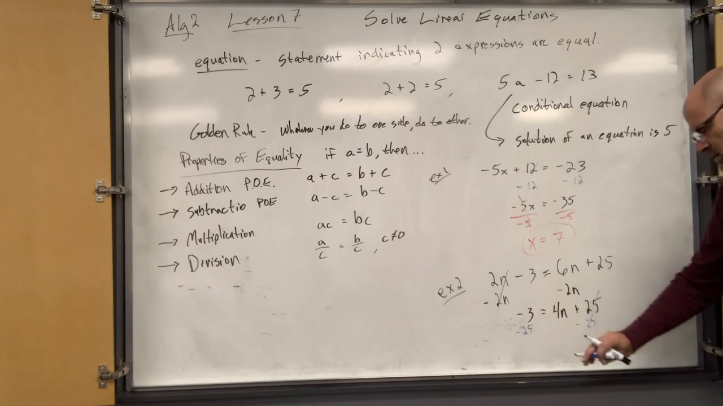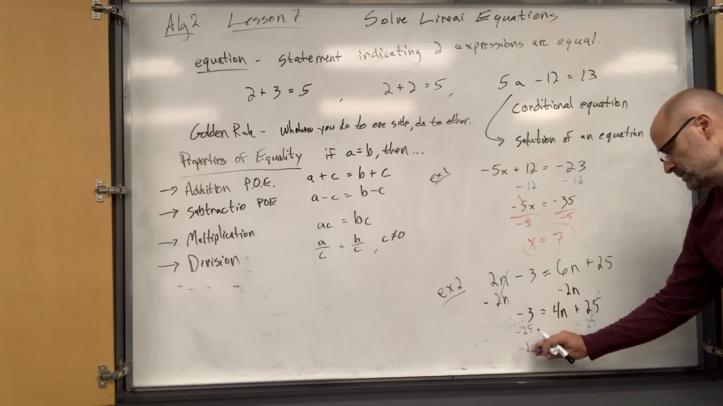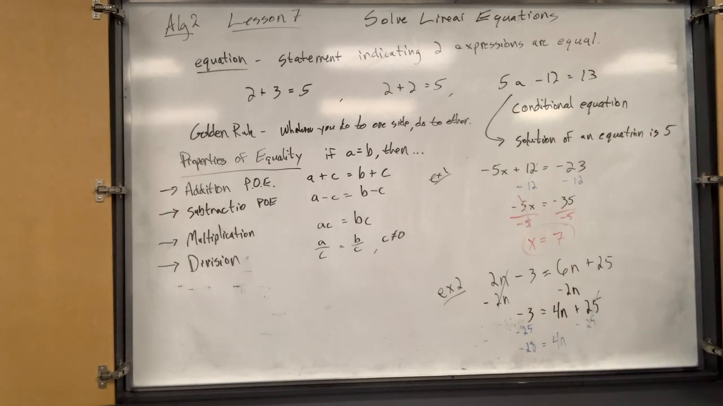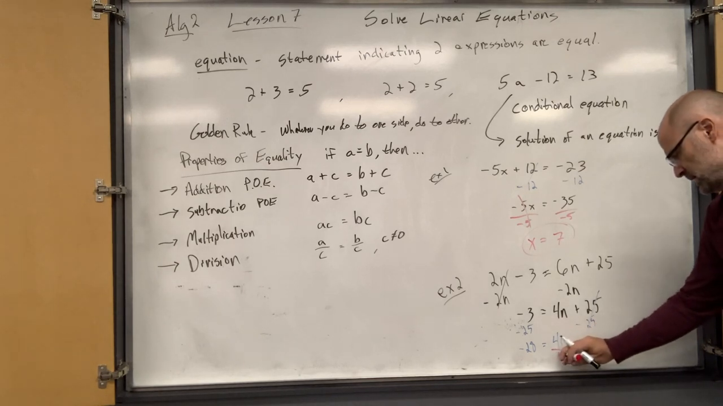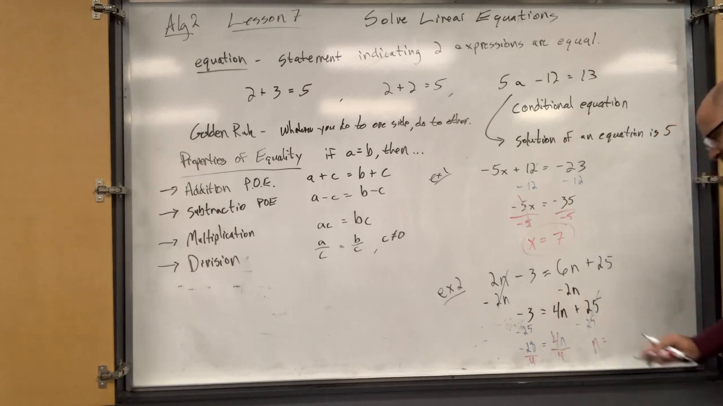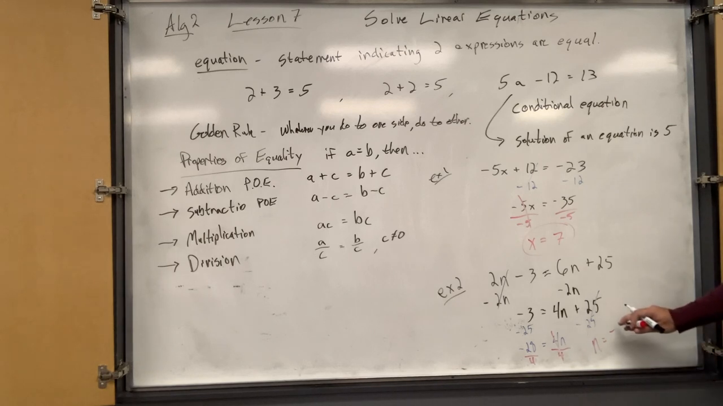What are you left with? Negative 28, good. Equals 4n, now what? Divide by 4, because 4 is being multiplied. Nice, so then you're left with negative divided by positive, which is a negative. And then do the math, 28 divided by 4?